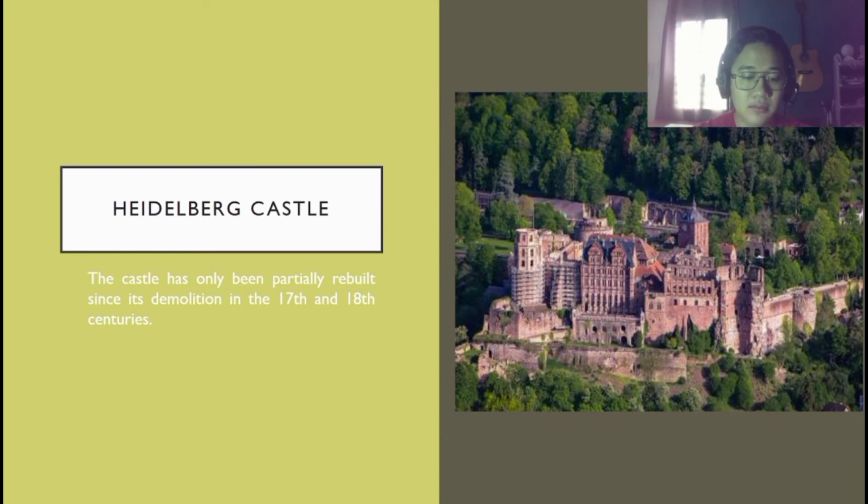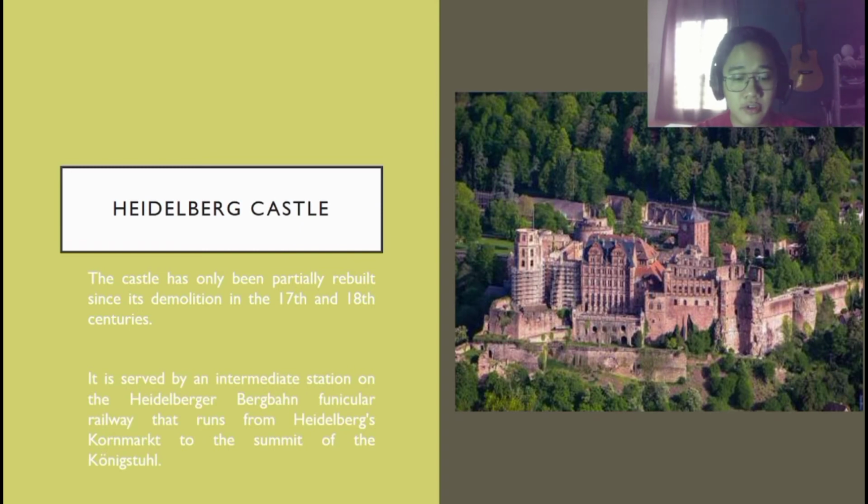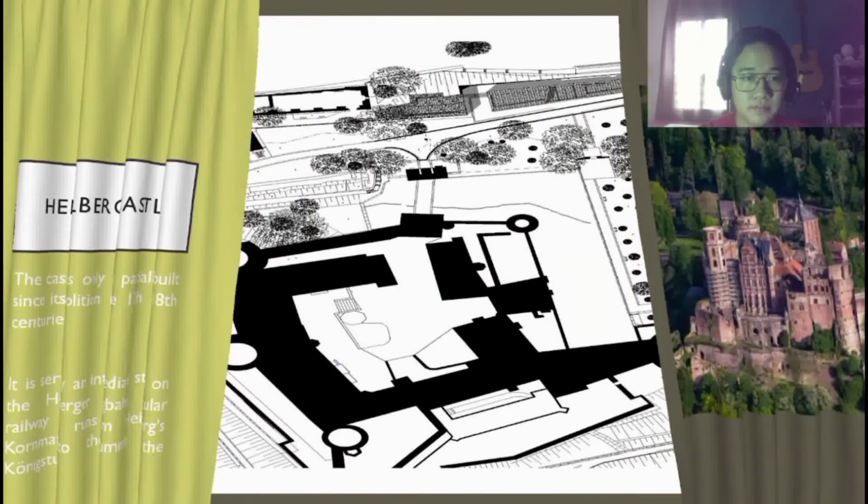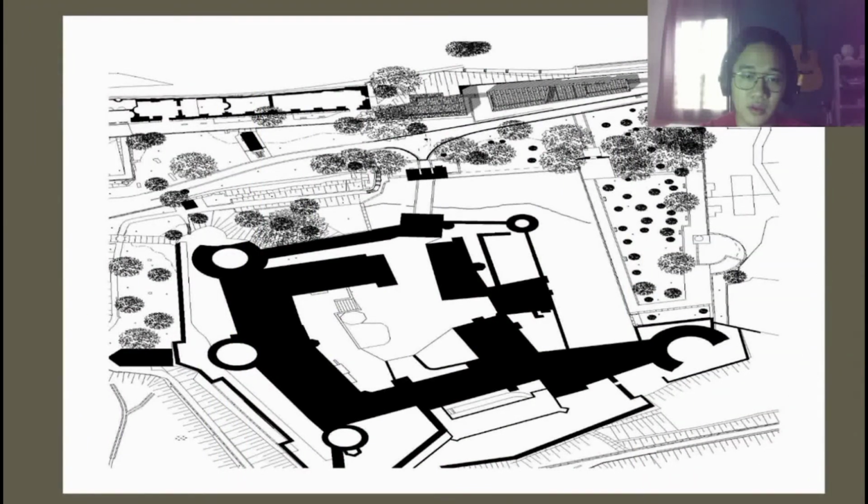It is located 80 meters or 260 feet up the northern part of the Königstuhl hillside and thereby dominates the view of the old downtown. It is served by the intermediate station on the Heidelberger Bergbahn funicular railway that runs from Heidelberg's Kornmarkt to the summit of the Königstuhl. So, here is an example of its floor plan.